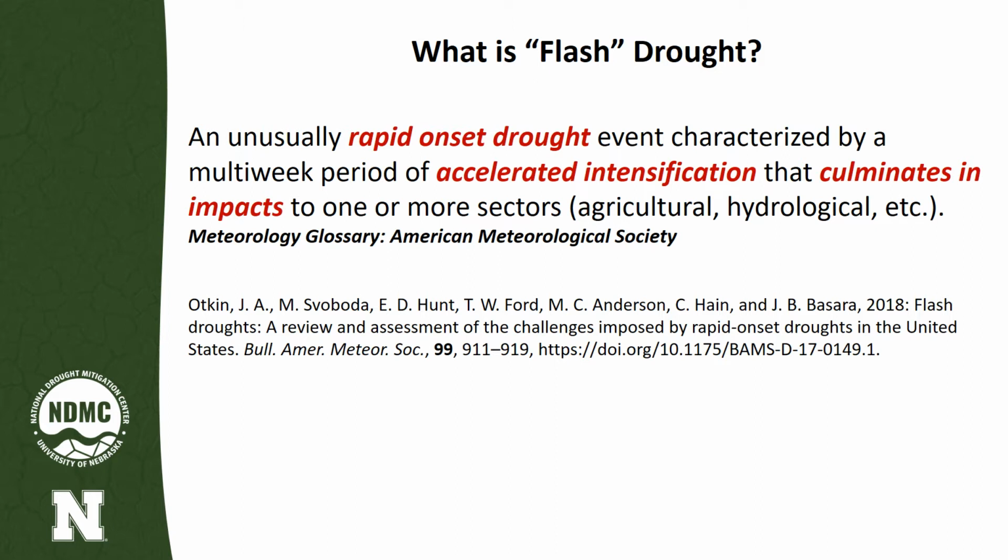The current American Meteorological Society concept is found in the glossary, touches on some key points, characteristics if you will. One being rapid onset, two, accelerated intensification, or severity if you want to think of it in those terms, and importantly, culminating in impacts. I think this is real important as droughts are defined by their impacts.